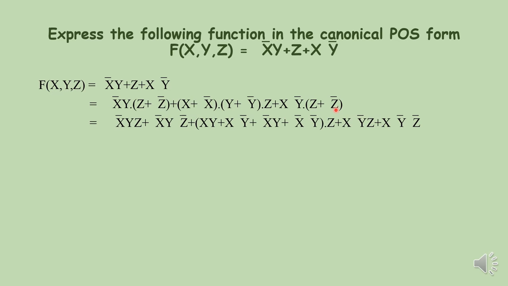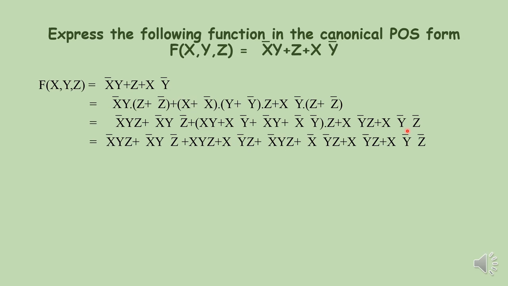In the next step, x bar y is multiplied with z plus z bar, so we get x bar yz plus x bar yz bar. Then x plus x bar and y plus y bar are multiplied first, so we get xy plus xy bar plus x bar y plus x bar y bar, dot z. Then xy bar is multiplied with z plus z bar, so we get xy bar z plus xy bar z bar.